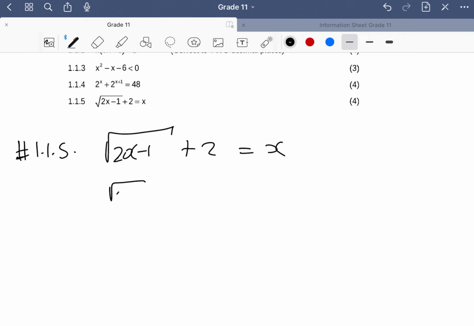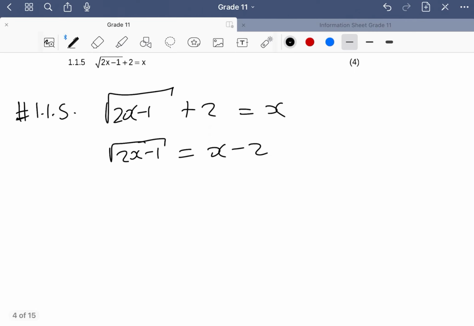So you have the square root of 2x minus 1, and then take that 2 to the right hand side, change sign, become negative. So you have x minus 2. From here we can cancel the square root. To cancel the square root, you can just square both sides.